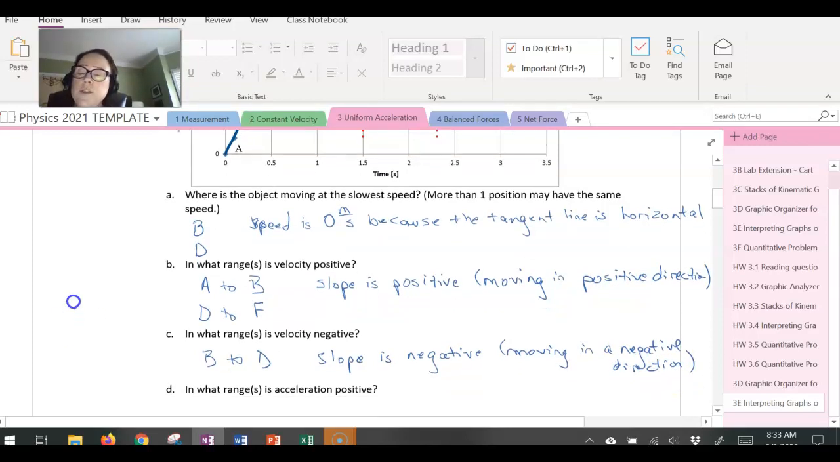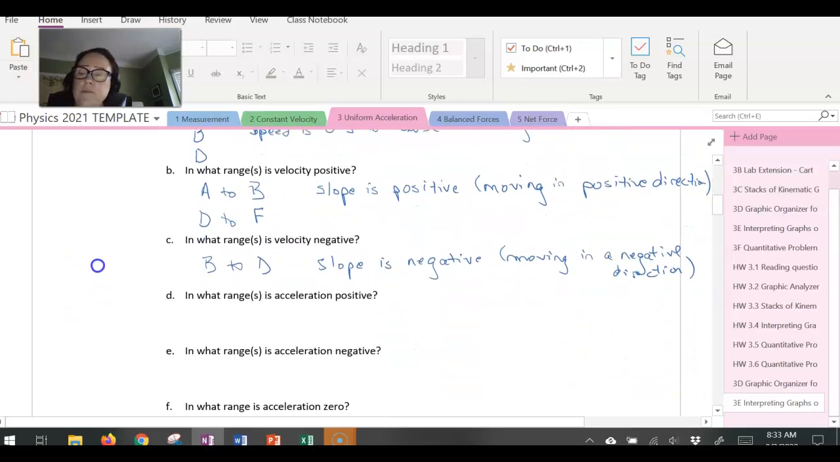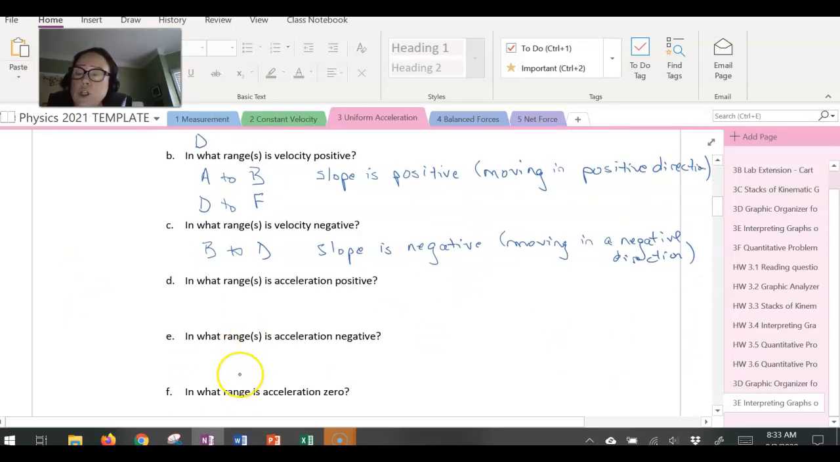In what ranges is acceleration positive? And the next question, in what ranges is acceleration negative? Now this is a little bit of a tricky question, because acceleration is 2 steps removed from position versus time, right? We have to take the slope of position versus time to get the velocity, and then you have to take the slope of velocity versus time to get acceleration.